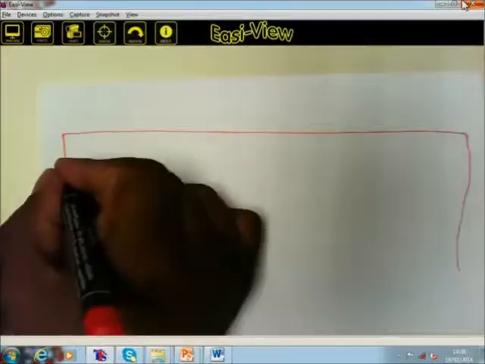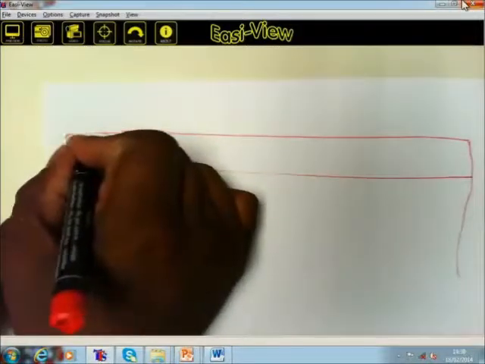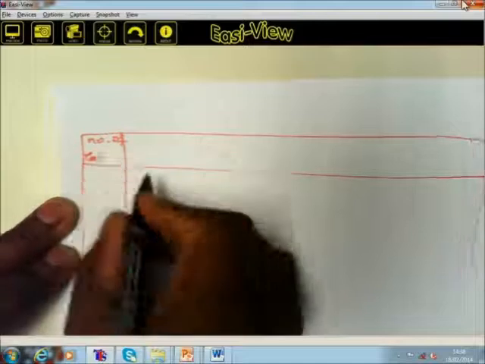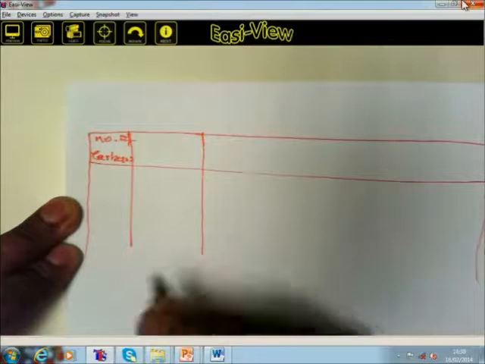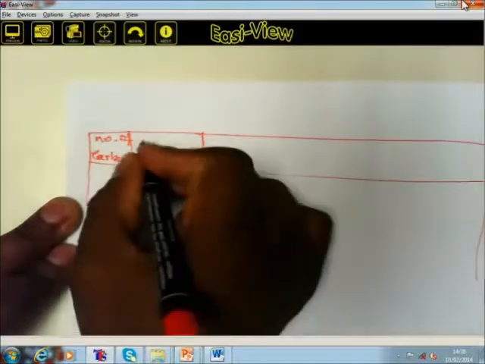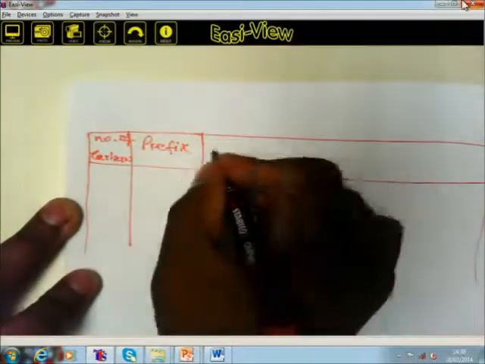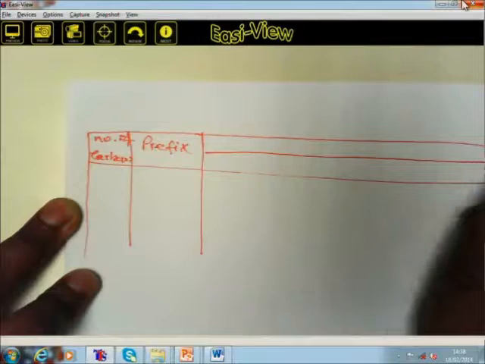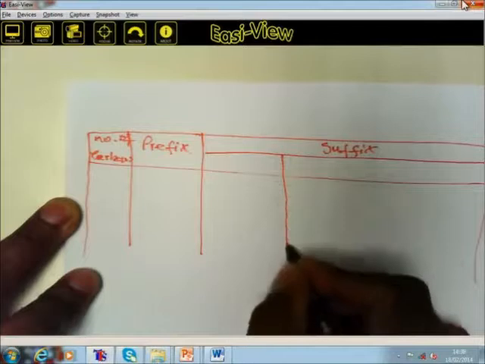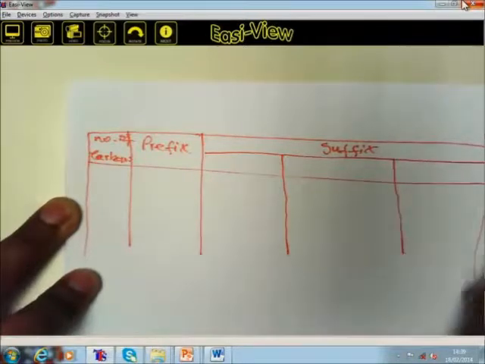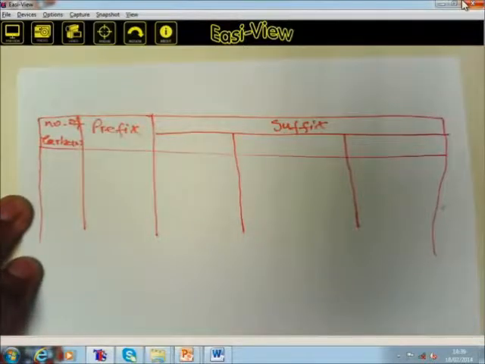All right, and then let's say here you've got number of carbons, and then the second column there, let's call it prefix. We are doing a little bit of English here. And then this one we'll break it like that and call it suffix, where we will break it into those. So this is what I want you to draw in your book.